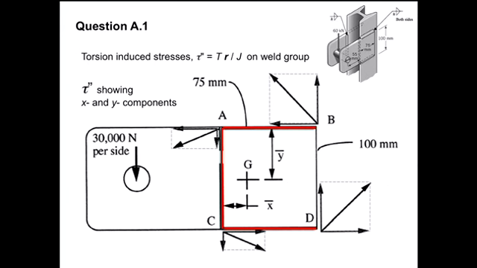30 kilonewtons per side. We've got to find our G. Y dash, you could just say by observation, by symmetry. X dash is not as easy, because we don't have a weld between B and D. What's up on the screen as well is just the torsion formula. I've gone through this in class, and I'm not going to bore you with it again.